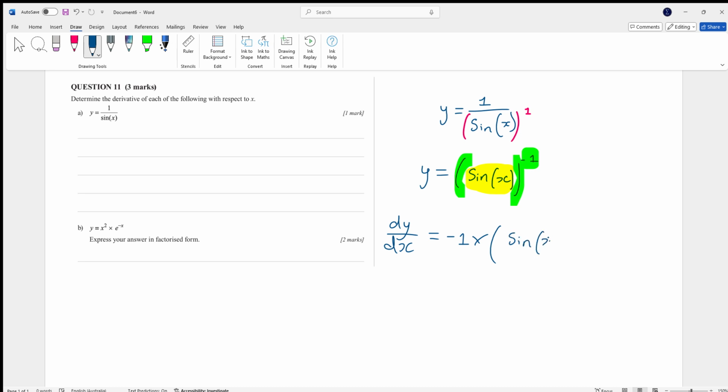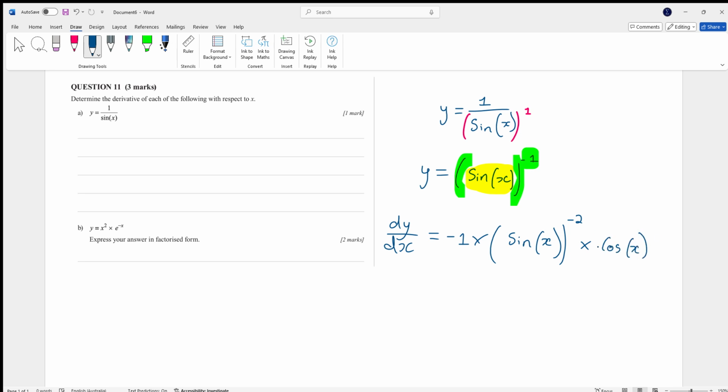So the inside function still is there. And then here I subtract the power by 1, so negative 1 becomes negative 2. So that's the differential of the outside. Then I times this by the differential of the inside. So the differential of the inside, which is sine x, the differential of sine turns into cos. So it's going to be multiplied by cos x.